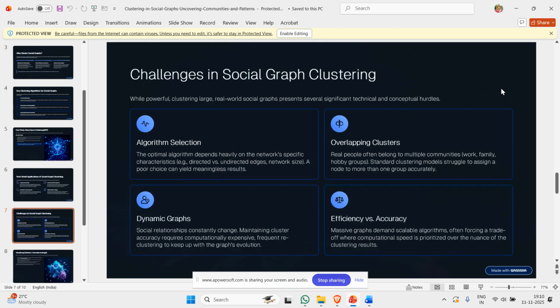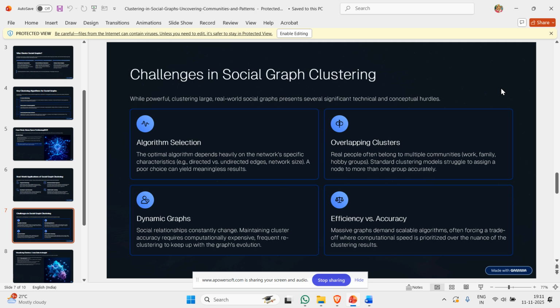Challenges in social graph clustering. While powerful, clustering large real-world social graphs presents several significant technical and conceptual hurdles. Algorithm selection. The optimal algorithm depends heavily on the network's specific characteristics, for example directed versus undirected edges, and network size. A poor choice can yield meaningless results.